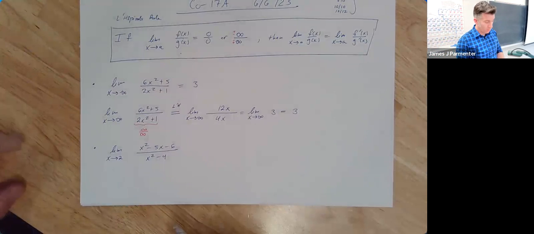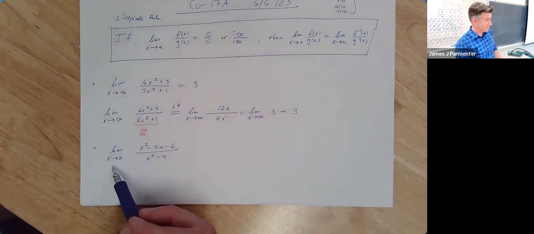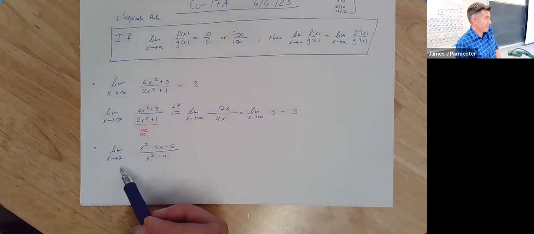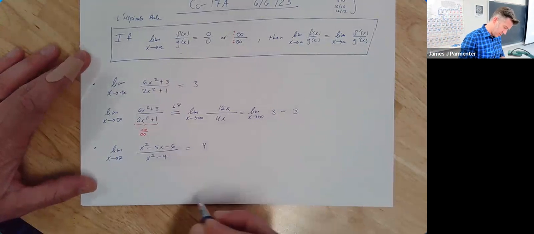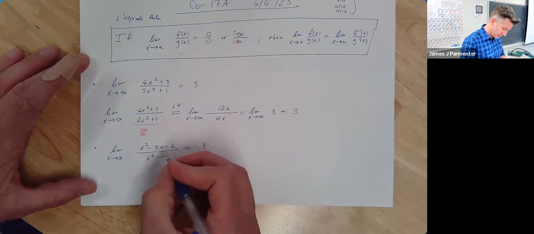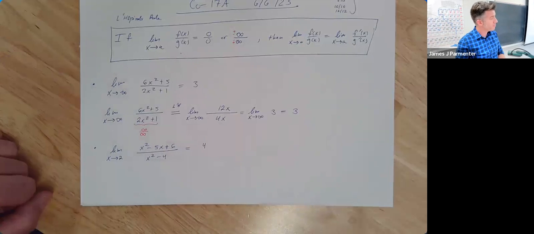Because it would be 1 if we had the limit as x goes to infinity. But this is the limit as x approaches 2. If I plug in 2, I get 4. Oops, if I plug in 2, I'm going to get the wrong answer here, because that should have been a plus 6. Sorry about that.